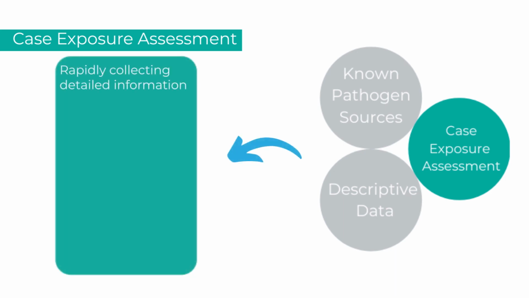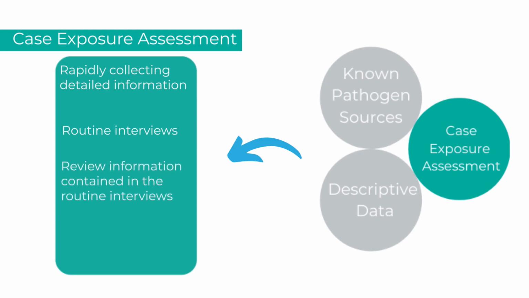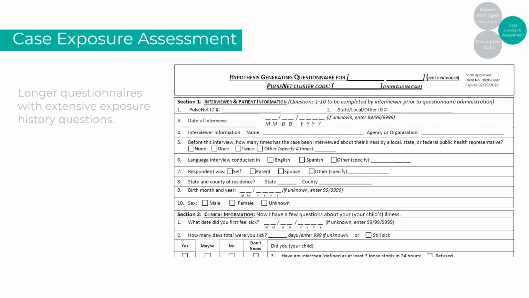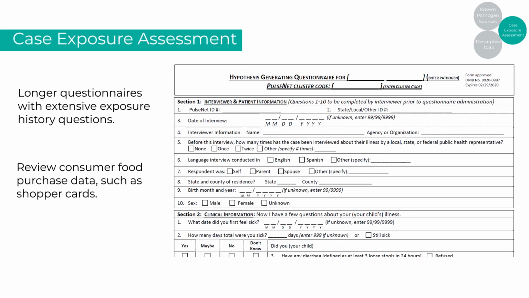Rapidly collecting detailed information, including food histories, from cases in an outbreak is the most critical step in identifying common exposures. Communicable disease investigators usually conduct routine interviews before the case is found to be part of a cluster or outbreak. When investigators detect a cluster, the first step is to review the information contained in the routine interviews. If routine interviews do not produce any obvious hypotheses, investigators might consider conducting hypothesis-generating interviews using a hypothesis-generating questionnaire, or HGQ. These are longer questionnaires with extensive exposure history questions. Other methods to ascertain exposure history include reviewing consumer food purchase data, such as shopper cards.